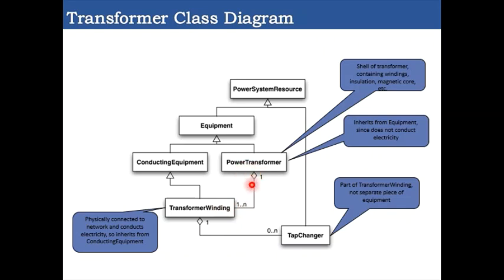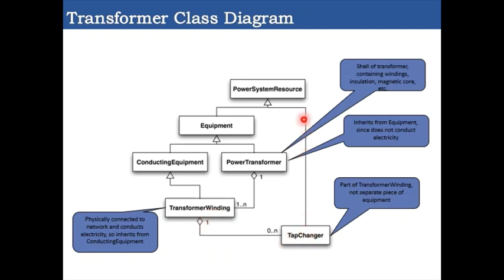Now here the power transformer aggregation will have cardinality of 1 at one side and 2 at the other side, because we are considering a two winding transformer. Now in one of the windings we also have the tap changer. Tap changer class will have the aggregation relationship with the transformer winding. Tap changer is part of the transformer winding, so you will have a one-to-one relationship, because you have only one tap changer in one transformer winding.